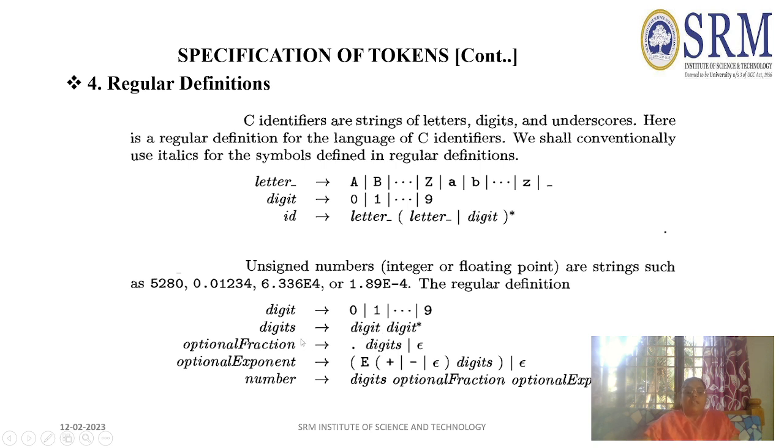Okay, then we'll go with optional fraction. So optional fraction is this one, right? After this dot, you'll have digits. Digits means it must start with a digit followed by any number of digits. So after the dot, it must start with a digit followed by any number of digits. Or else you can have epsilon, because the optional fraction itself may not be available for a number. So you may put it as epsilon.